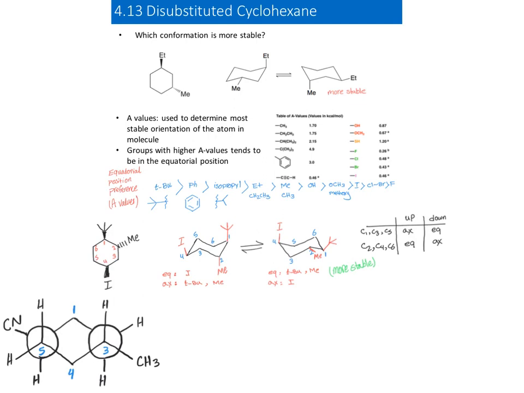Now, when you look at the Newman projection, these substituents that are pointing up, they are also up in the chair conformation. So they are up here. And these substituents that are pointing down, they are also down in the chair conformation.